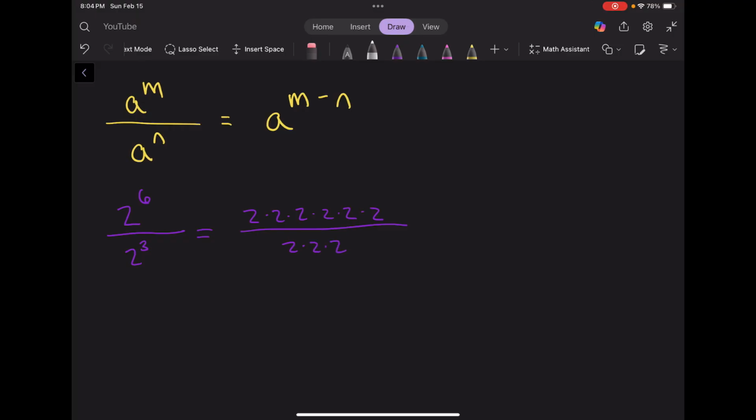If you remember canceling, we can cancel out these because they have something in common. So then we're left with 2 times 2 times 2 over 1, but we really don't need that 1 right now. So it's 2 times 2 times 2, and then we can rewrite that as 2 to the 3rd power. So that's where this rule comes from.